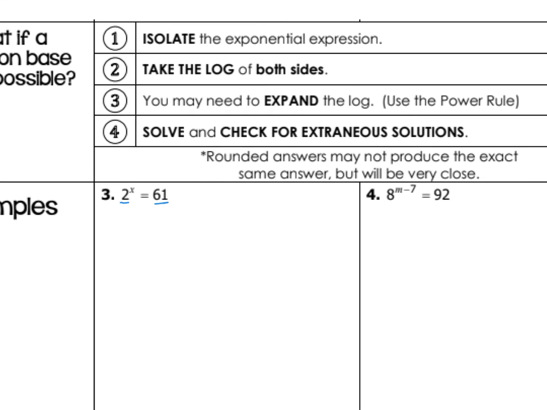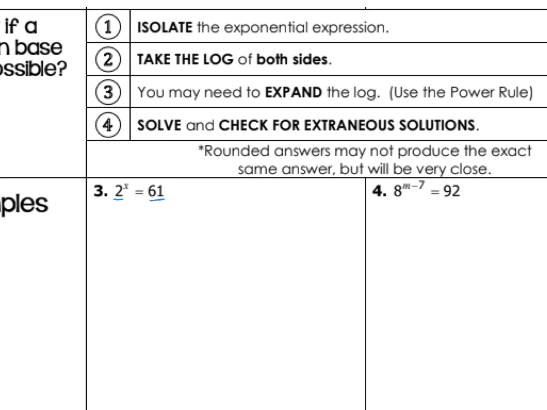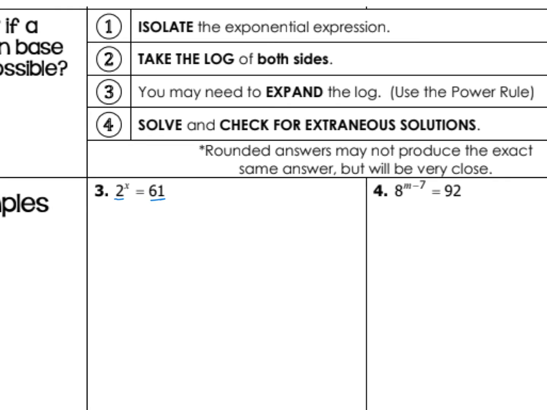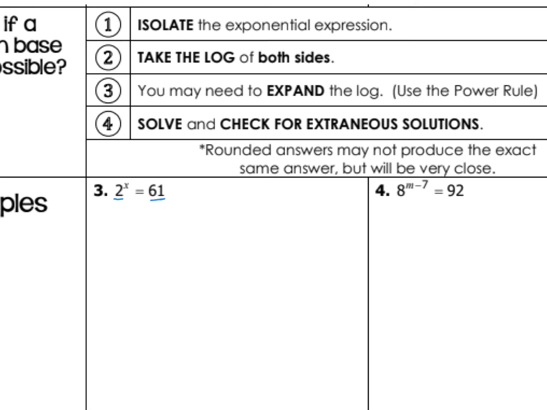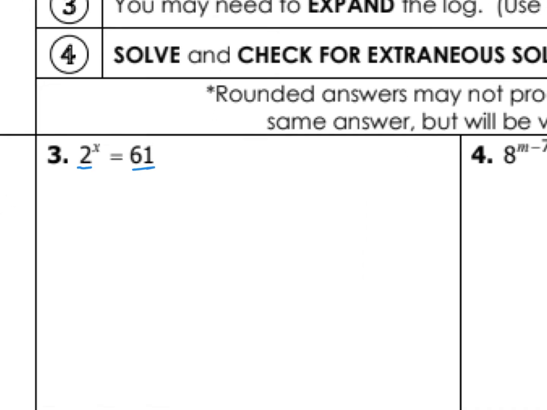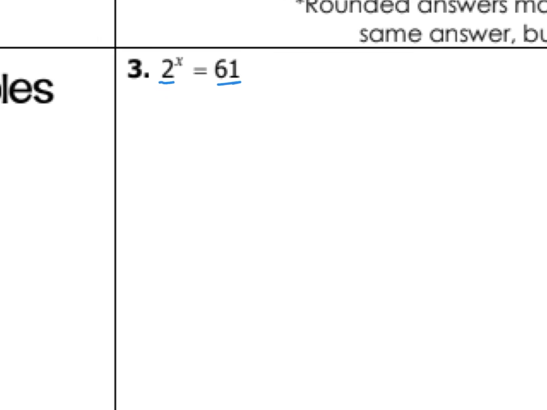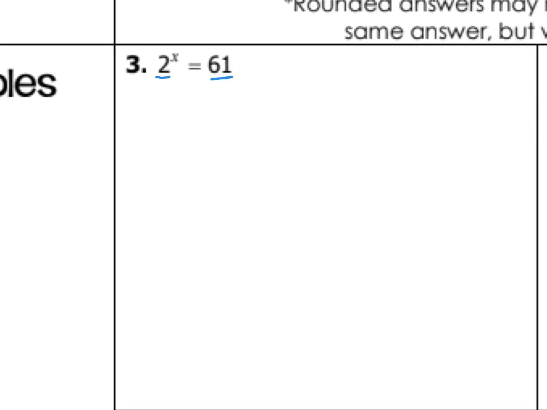So, if this happens, the first thing you have to do is isolate the exponential expression. So get them both isolated, or get the exponent isolated. Then take the log of both sides, and sometimes we also have to expand these, but I'll show you what I mean once we get solving these. So we'll start with this one.